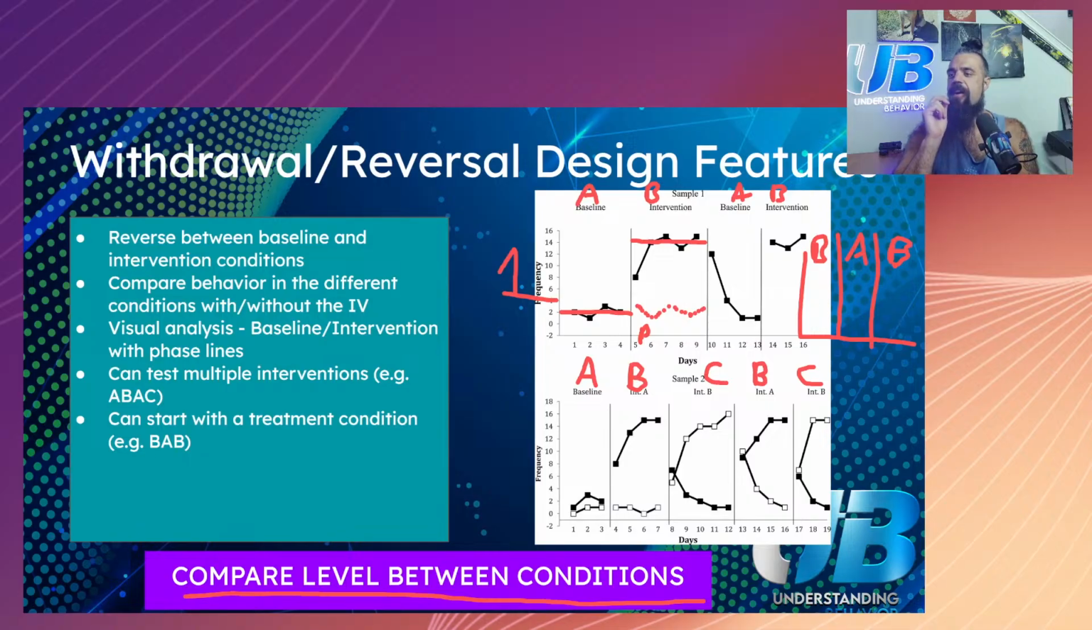So again, we're still talking about predictions right now. We're making a prediction about our intervention condition. What would that look like? Prediction about intervention condition.